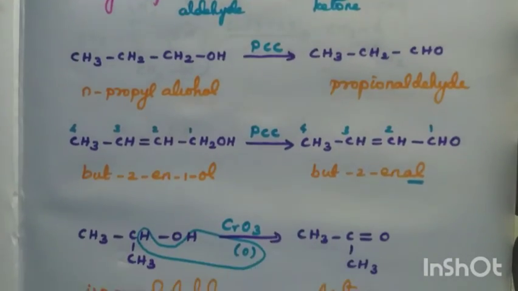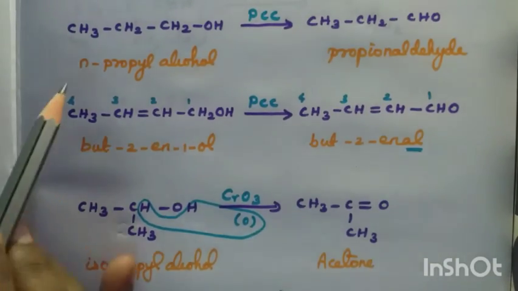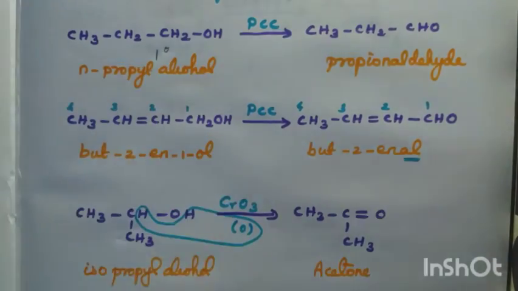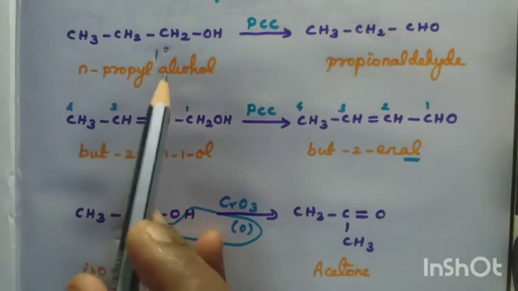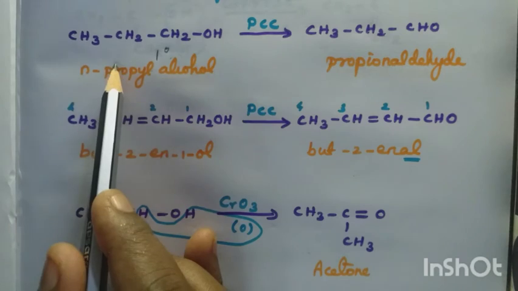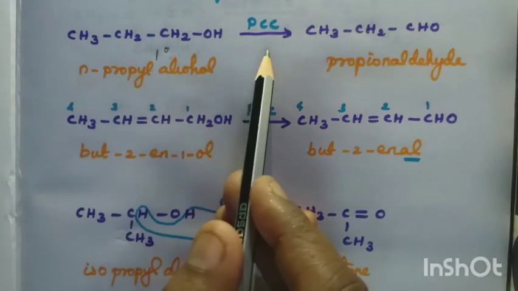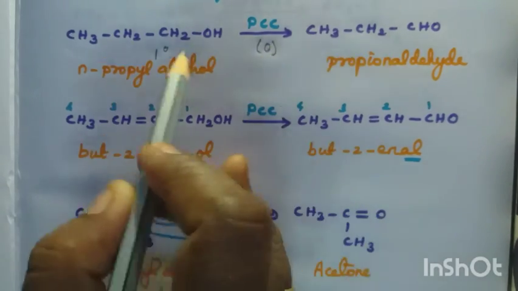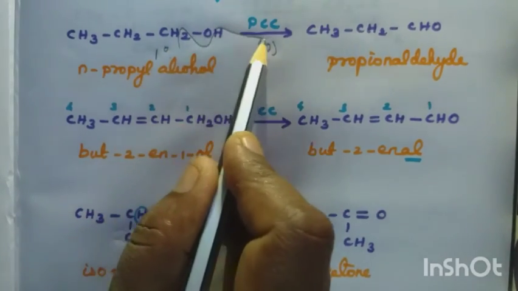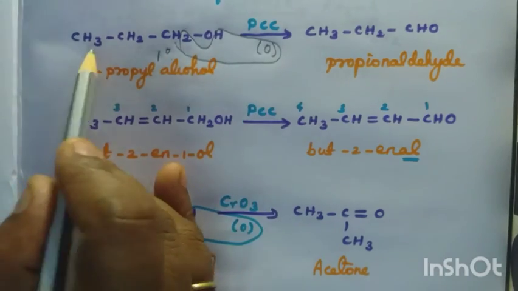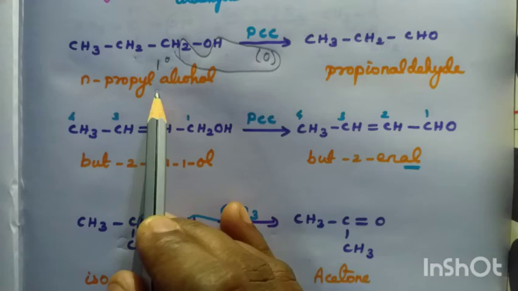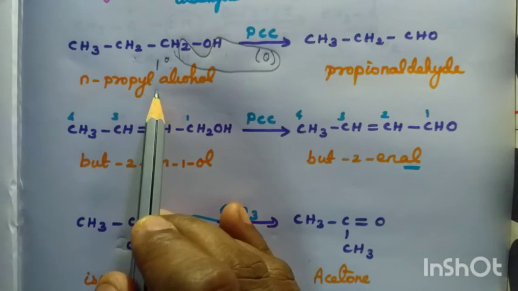PCC. Let's see with the example. It is a primary alcohol. A primary alcohol example is n-propyl alcohol. With PCC, what happens? Oxidation takes place, H goes out, one oxygen comes in. So we get CH3CH2CHO from the primary alcohol n-propyl alcohol.